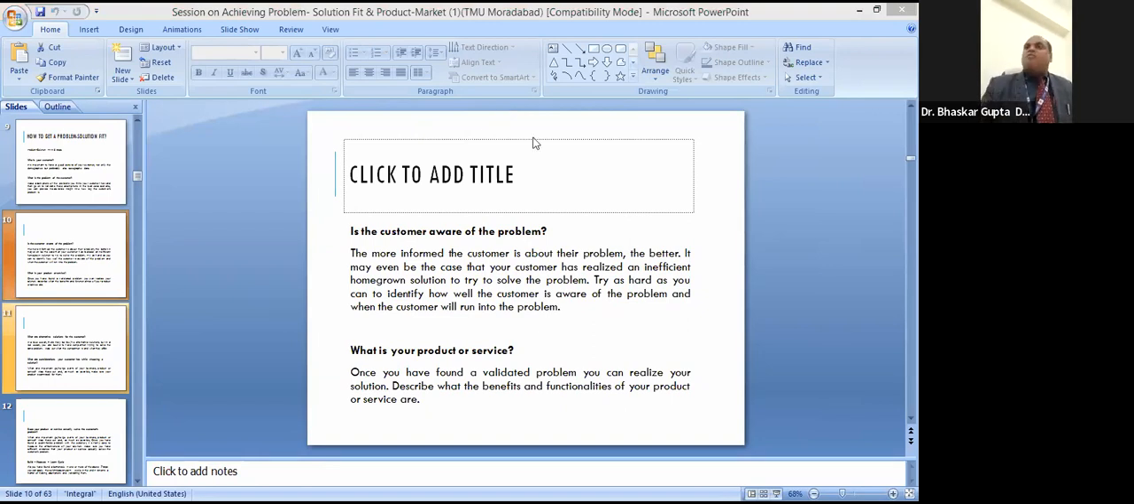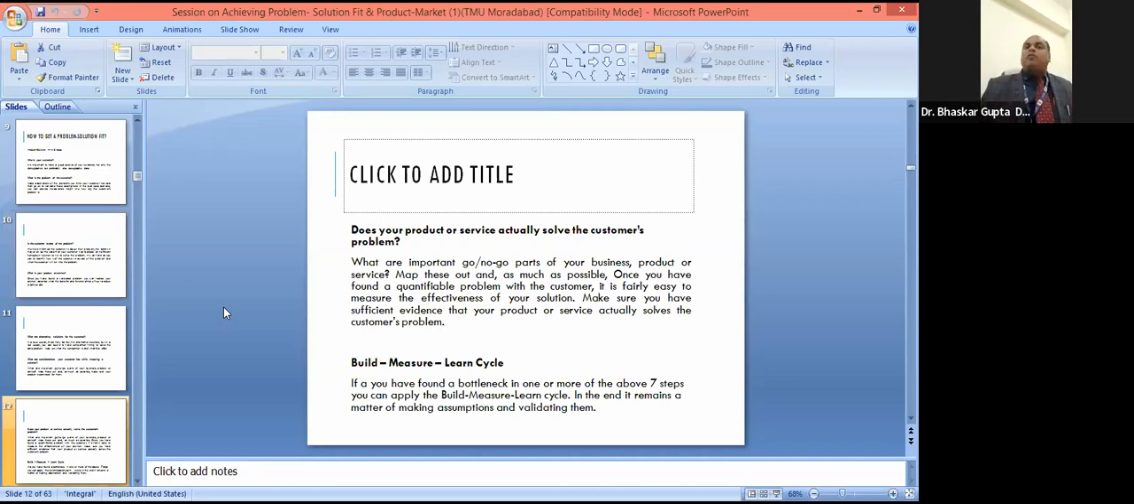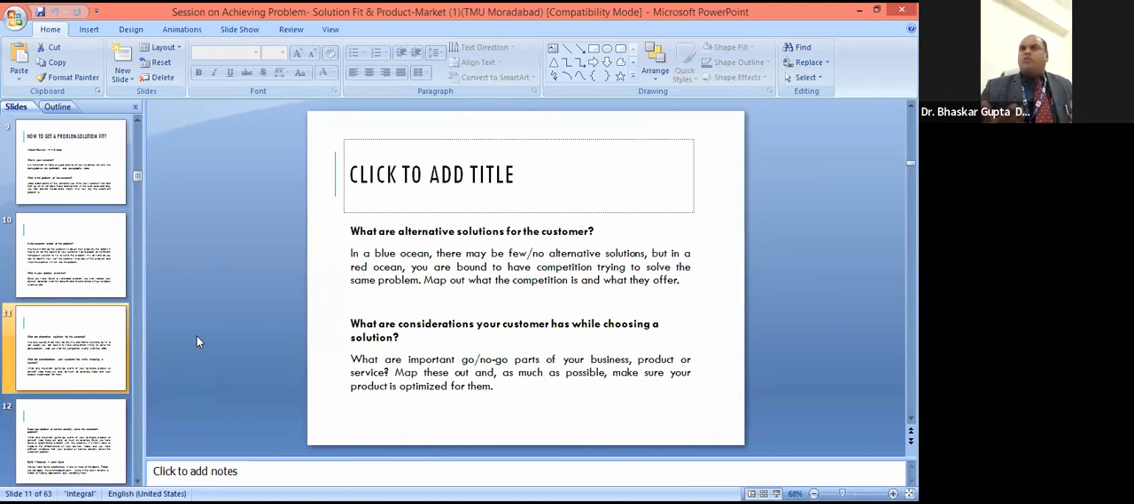Next. What are alternative solutions for the customer? It's not a blue ocean, dear students, where there is no competition. Actually, you are working in a red ocean where a large number of competitors are available in the market with the same kind of product, the same kind of service, and the same types of features. So whenever you are working in a red ocean, you have to be very careful. You have to empathize with the customer. You have to understand your market segment properly, whether the product which you are going to develop already exists in the market. If it already exists, then what additional features have you added to your product or your online service? So please be careful. A lot of competition is there. This is a highly competitive world where you are going to launch your product.